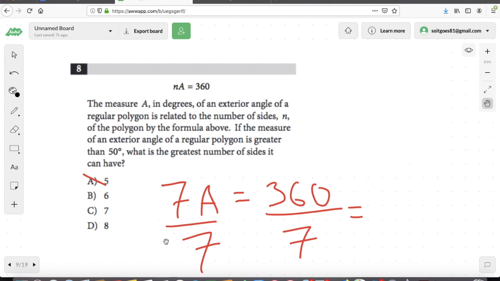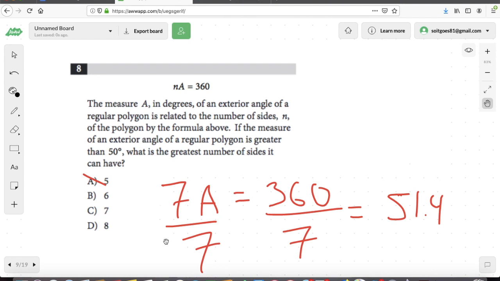Right. So go ahead and plug it into your calculator real quick, but I think we could estimate that. Let's confirm it. I got 51.42 and so on. Yeah, great. But bigger than 50, right? Yes. So C works, but now we can eliminate B.